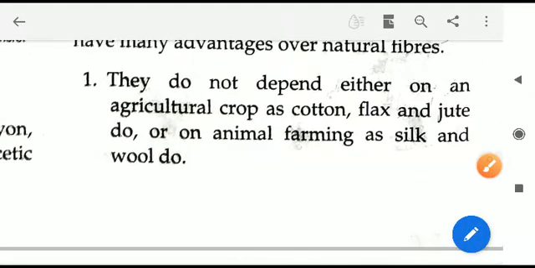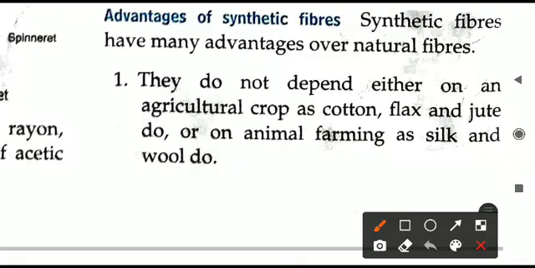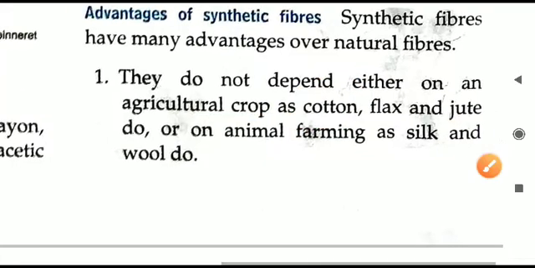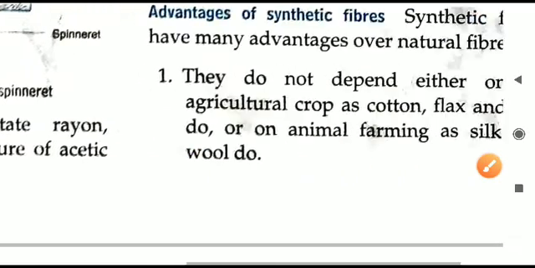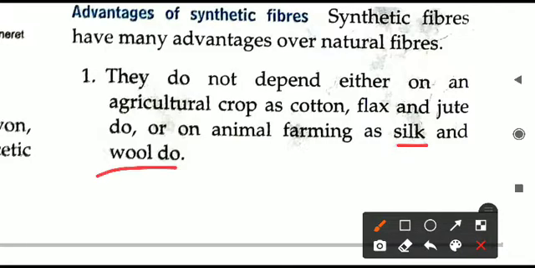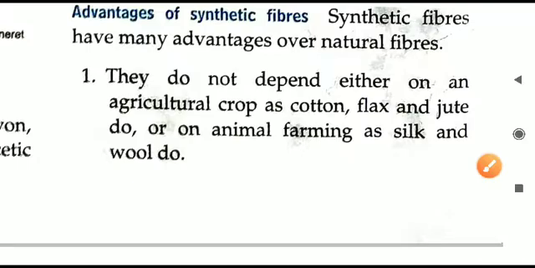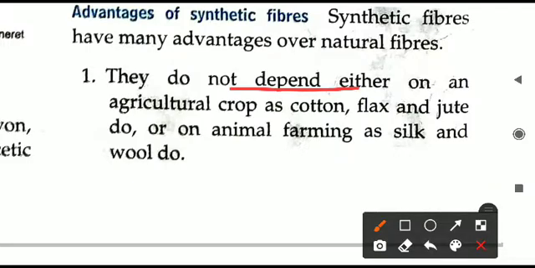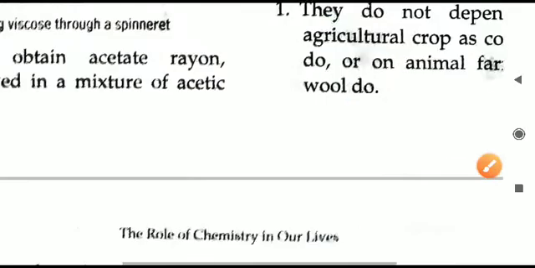What are the advantages? First, they do not depend on the agricultural crop. Like for cotton, for flax, for jute, we need particular agricultural crops. Also for silk and wool, we are dependent on animals or insects. For example, for silk we need silkworm. For wool we need sheep or yak or any other animal. So we have to be dependent. But the synthetic fibers we can synthesize in the laboratory only. There is no need to be dependent on the natural sources.